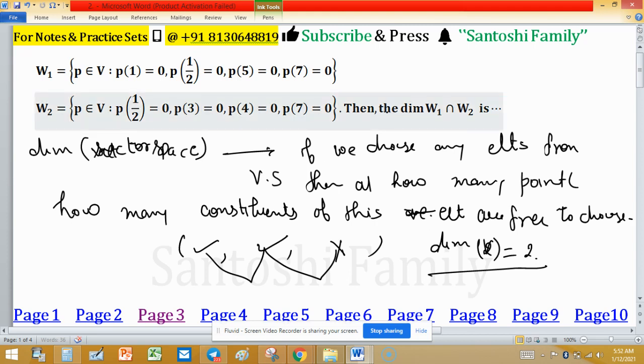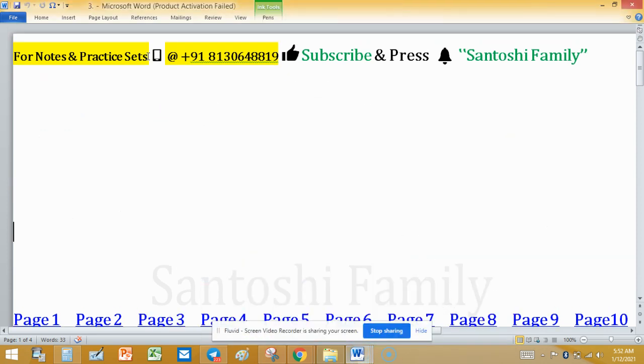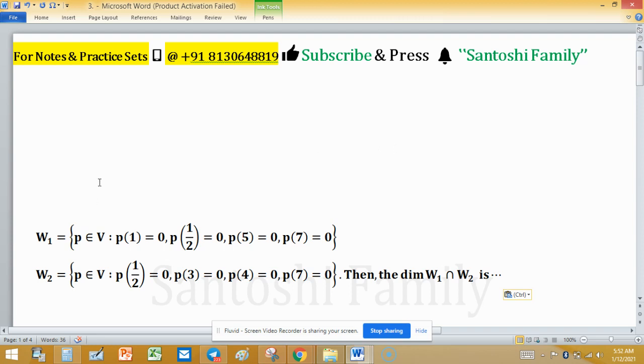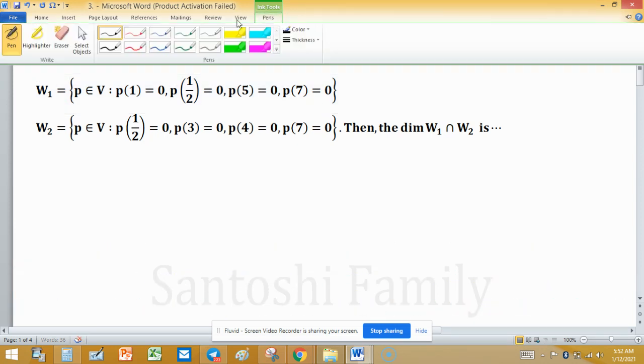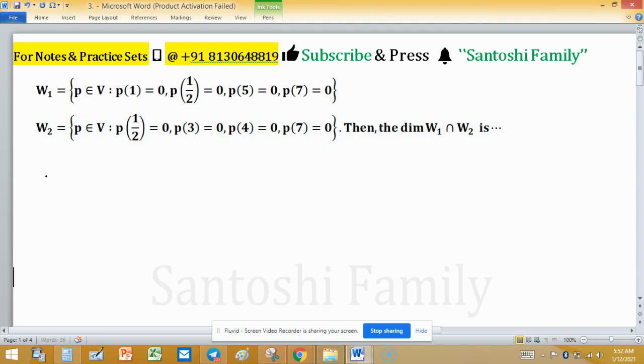So here, if any element belongs to the intersection of W1 and W2, then it will follow the property of the intersection. Then the dimension of W1 intersection W2 will be 21, because an element belonging to W1 or W2 will have dimension 21 if there is no restriction or only linearly independent restrictions.